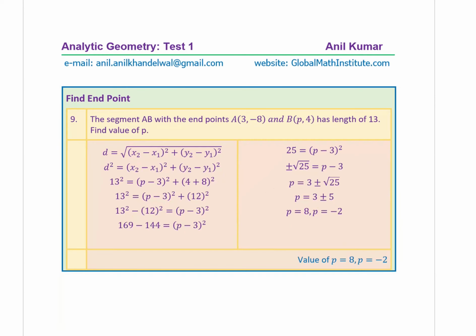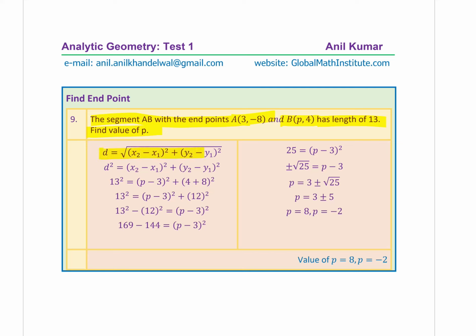The last question here is the segment AB with the endpoint A, which is (3, -8), and B, (p, 4), has the length of 13. Find the value of p. We had a similar question earlier also in this test paper under the multiple choice when we began with this. I'd like you to now pause the video, answer this question, and then look into my suggestions.